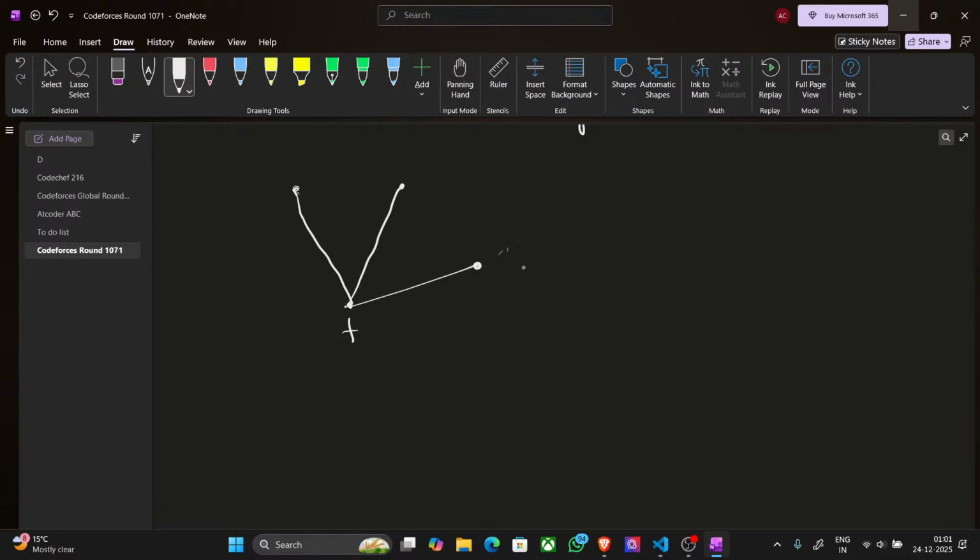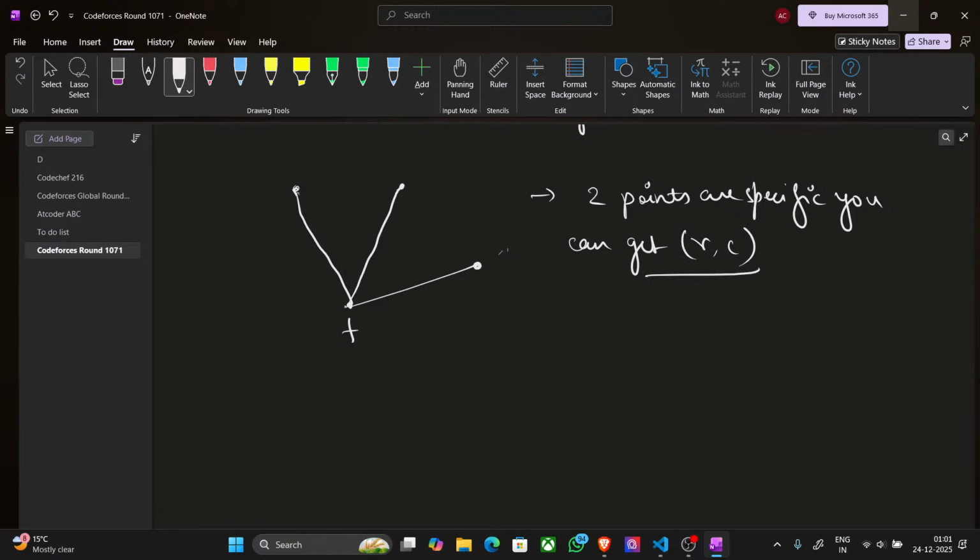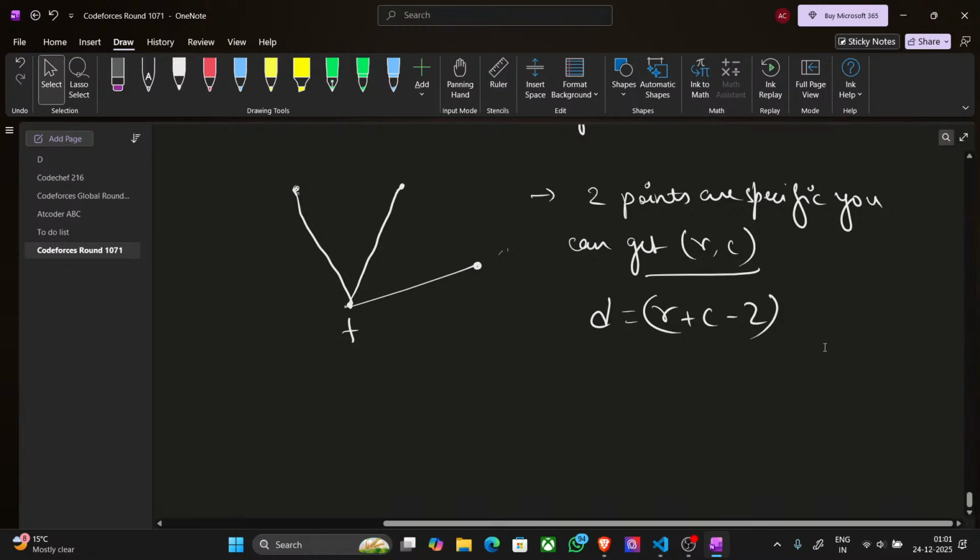So I guess it is written like, if two of the points are specific, you can get any location R, C. As we have just concluded, my distance will be R plus C minus 2 in this particular form. I need to find R and C.